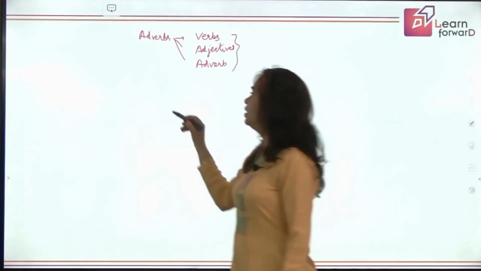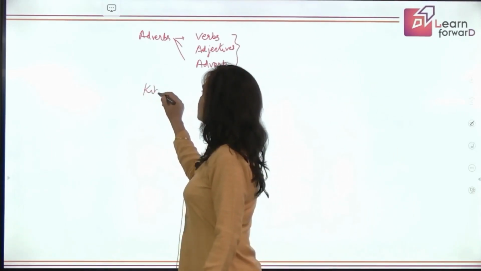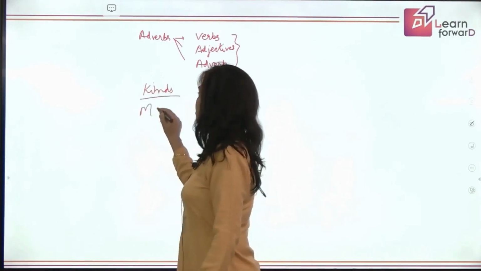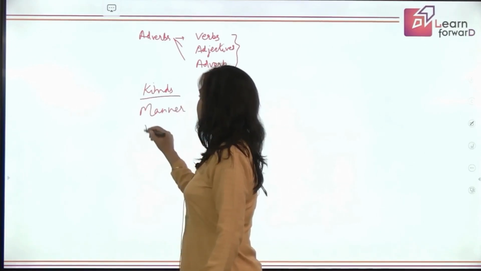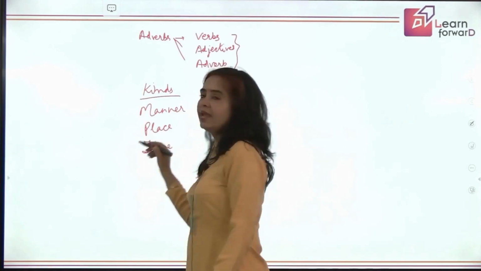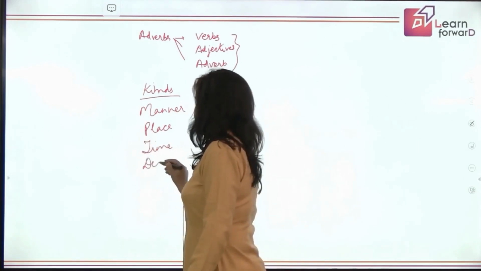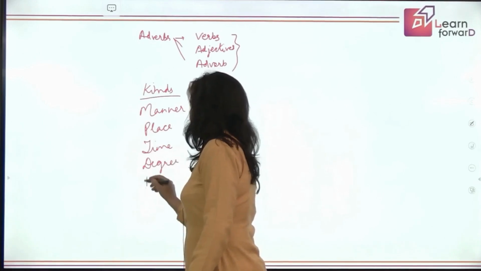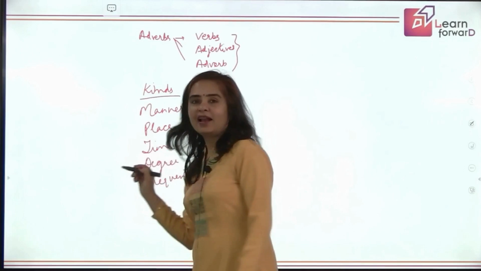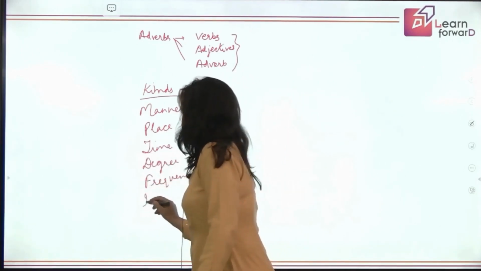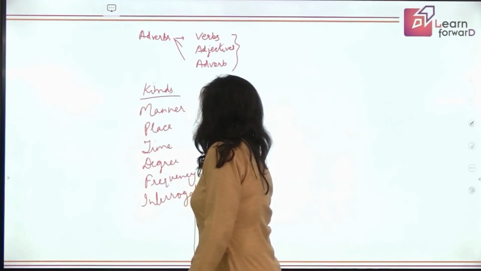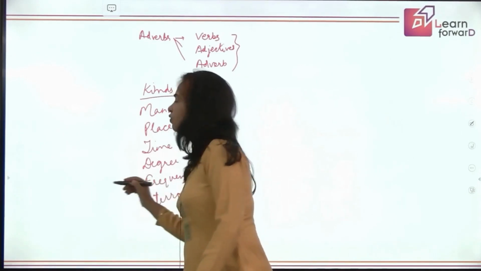And then we did the different kinds of adverbs. Let's quickly recall what the different kinds were. Yes, adverbs of manner, place, time, degree, frequency, and one more we did, interrogative adverbs. Very good. So these are the 6 kinds of adverbs that we have learned.